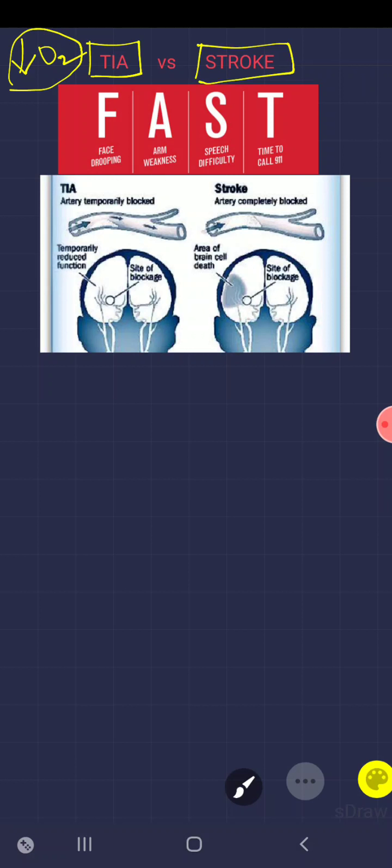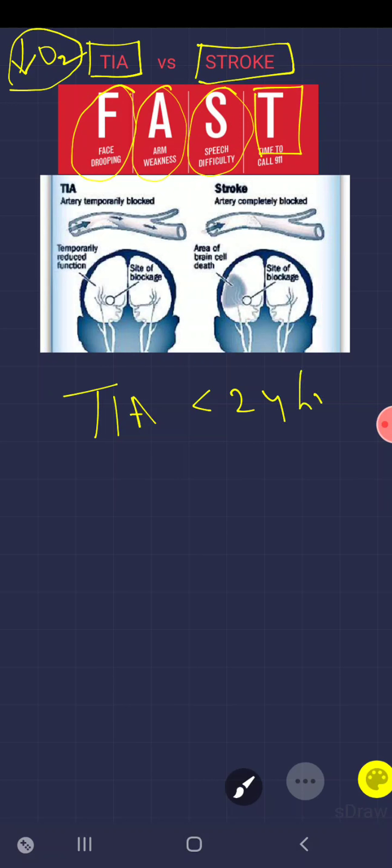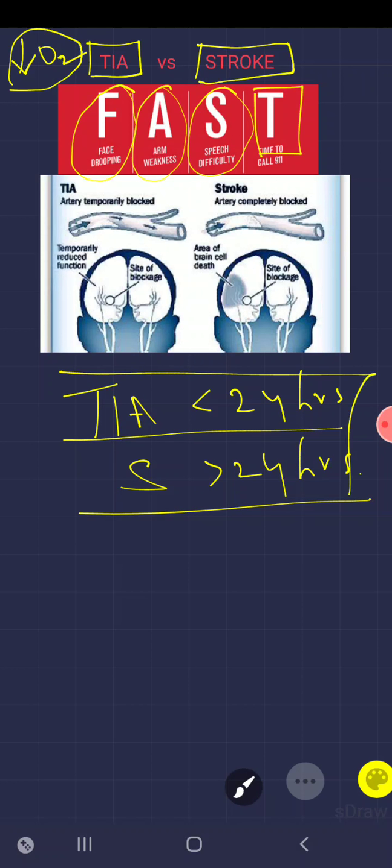The symptoms for TIA and stroke are the same. Initially, you have to notice something called FAS. F is for facial drooping, A is for arm weakness, S is for speech difficulty, that is slurred speech. And then the last thing is the time, which differentiates TIA from stroke. Basically TIA is less than 24 hours. Stroke is more than 24 hours. This is by definition. Any symptom that lasts less than 24 hours is counted as TIA.